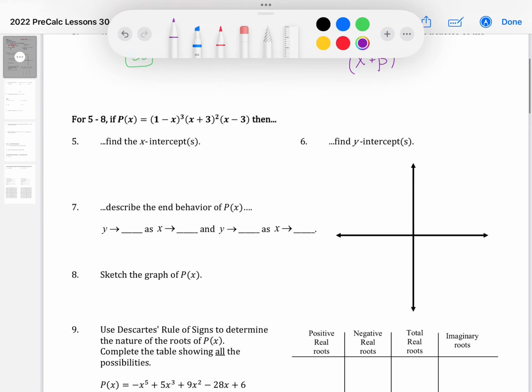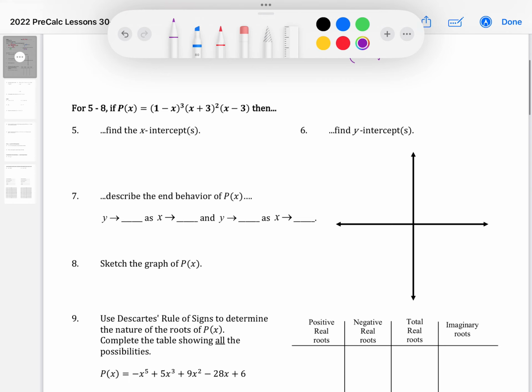All right, in this next section, we're going to use this p of x function. The first thing they want us to find are the x-intercepts. So remember, x-intercepts are just what make each factor equal 0. So we have x equals 1, x equals -3, and x equals 3.